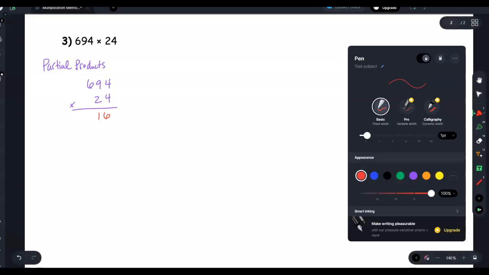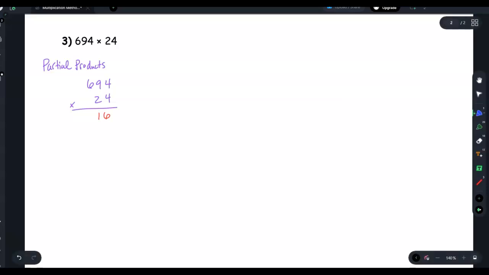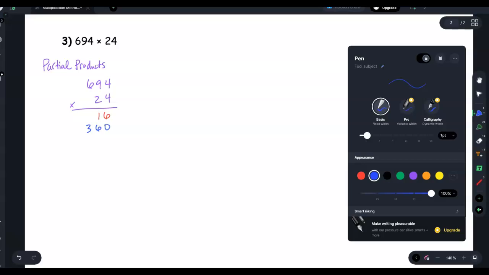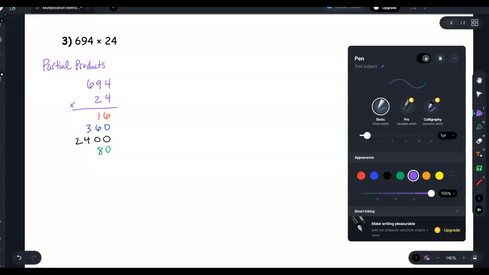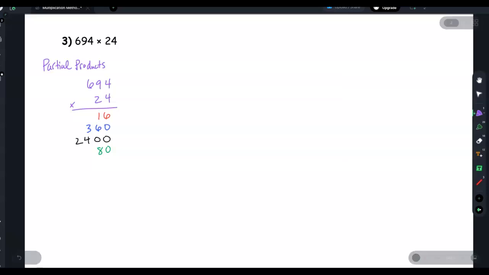Next, I'm going to do 4 times 90, which is 360. Next, I'm going to do 4 times 600, which is 2400. Now I'm going to do 2 times 4, but the 2 is in the tens place, so it's really 20 times 4, which is 80. Then 20 times 90, so 2 times 9 is 18, so that means 20 times 90 is 1800.